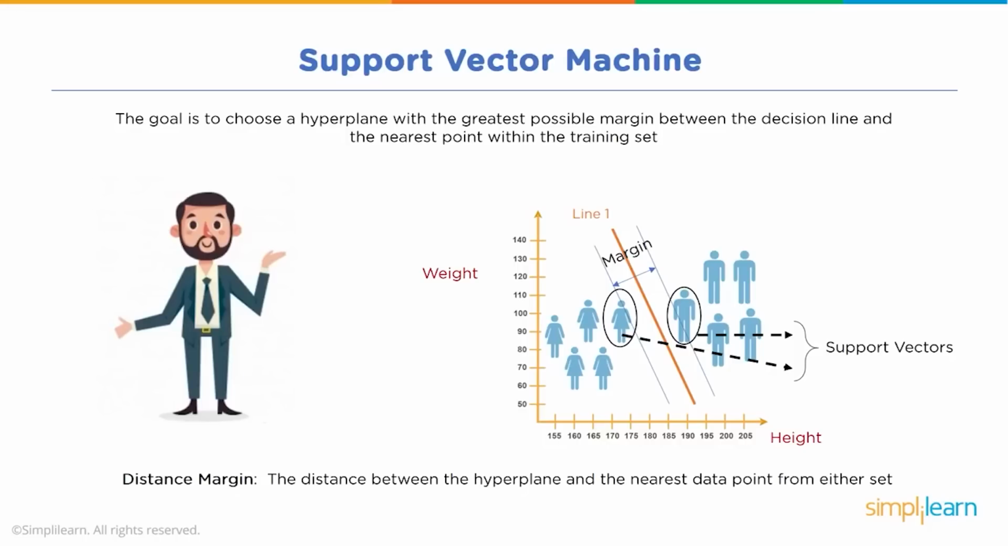Choose a hyperplane with the greatest possible margin between the decision line and the nearest point within the training set. So you can see here we have our support vector, we have the 2 nearest points to it, and we draw a line between those 2 points. And the distance margin is the distance between the hyperplane and the nearest data point from either set.